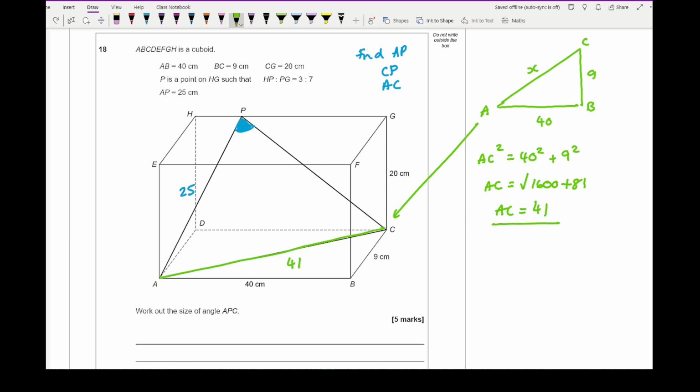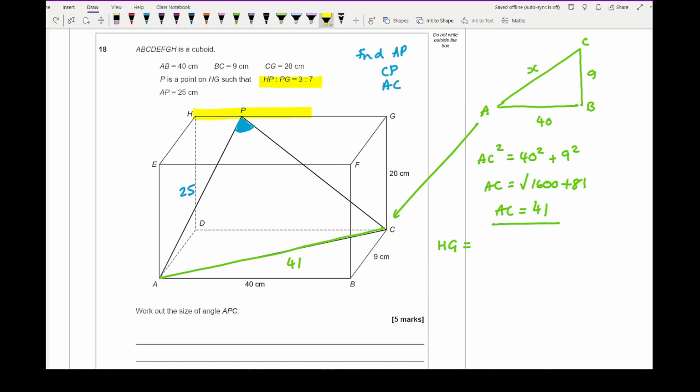Then what I can do is find out what CP is. Now in order to do that, I need to use this information here. Now using the ratio, what we know is that H to G is equal to, well, H to G is this length here. Let me use a different colour.